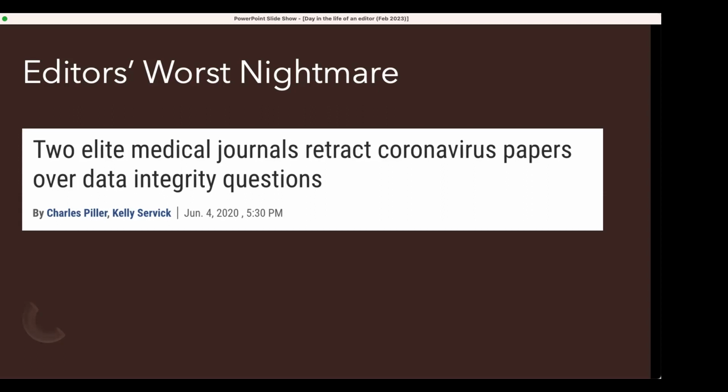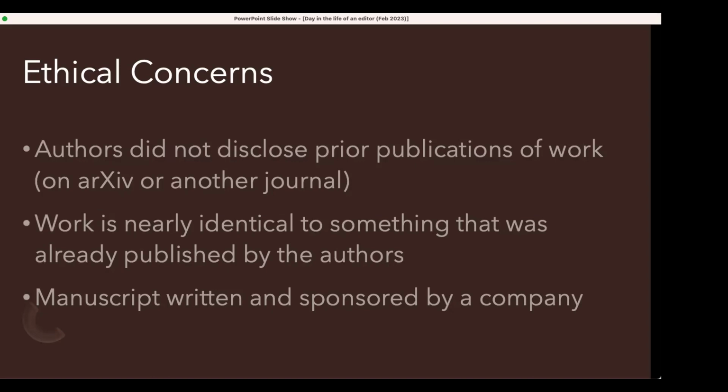There were a lot of questions about what was reported from the different hospitals, and the data set itself was not transparent. It was from a company that was not being transparent. Some of the ethical concerns that may come up are authors not disclosing prior publications of the work. Here again, reporting a preprint is important, and sometimes it's easy to forget, but it really matters for us, particularly because there are systems in place to check for plagiarism, and certainly preprint servers are part of that. So even if you don't report it, oftentimes we will know about it because it will come up in the plagiarism score that our system returns.